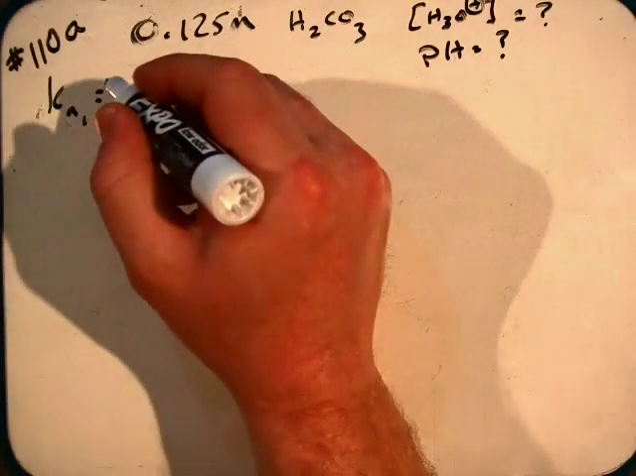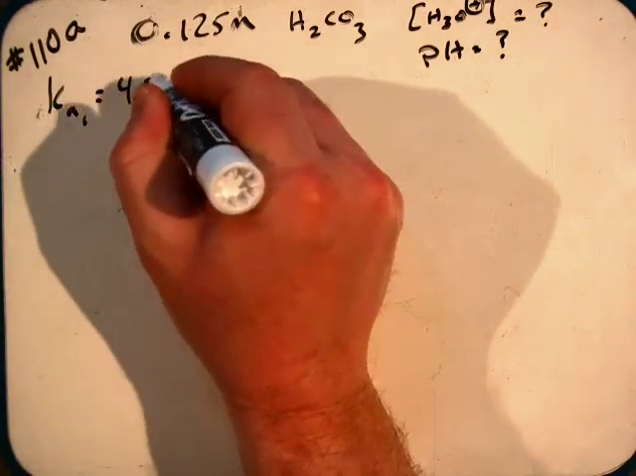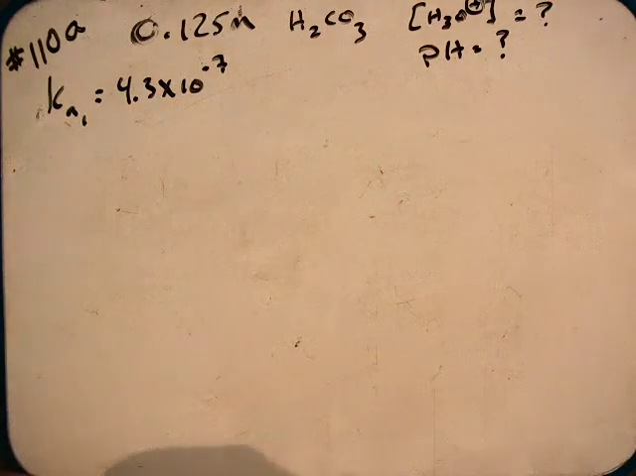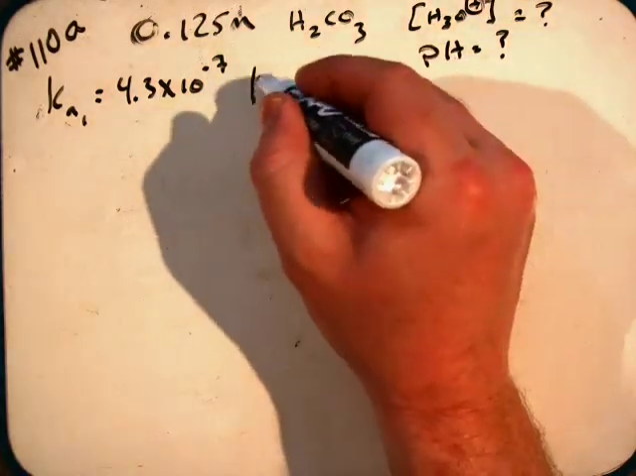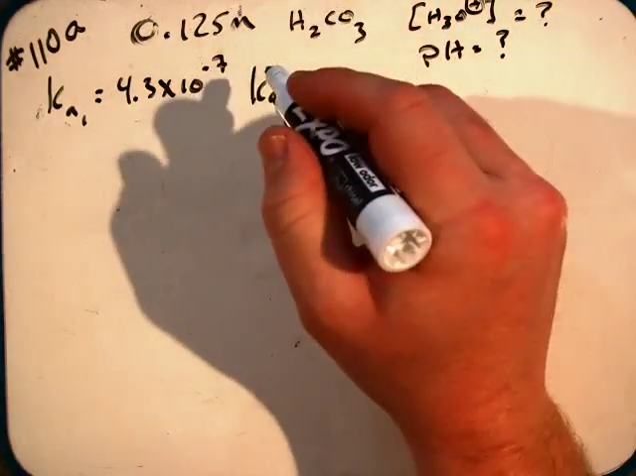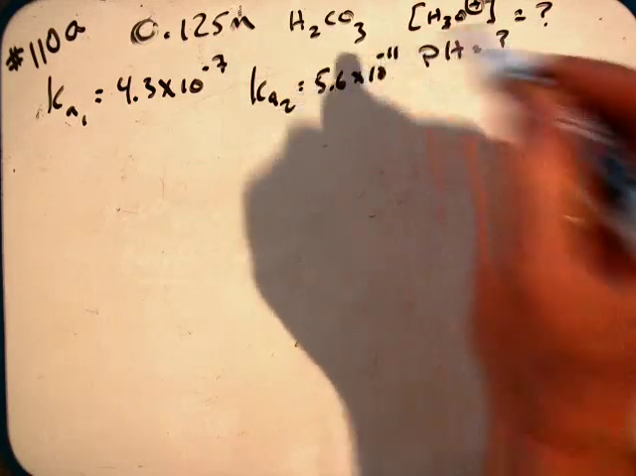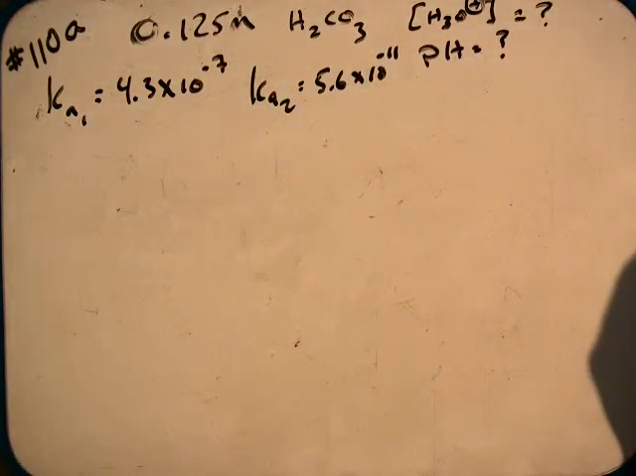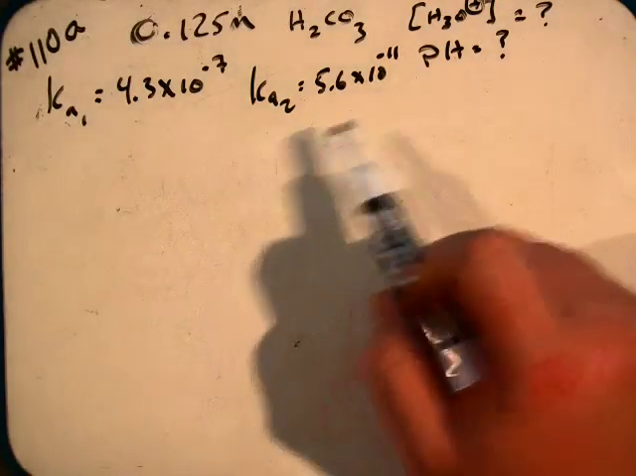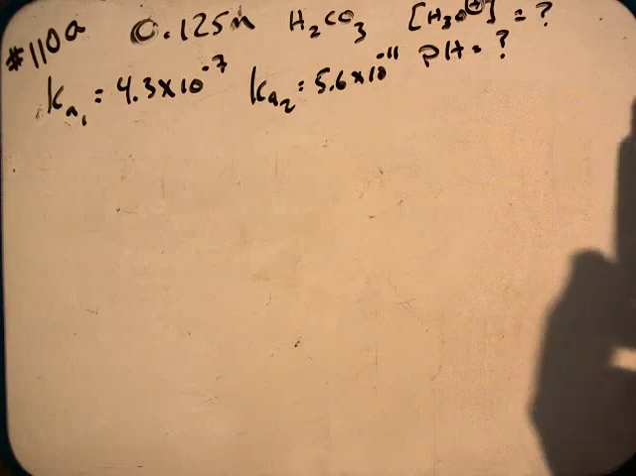In Ka1, we get 4.3 times 10 to the negative 7th. And if we look up our Ka2, we get a value of 5.6 times 10 to the negative 11. So we want to use our two Kas to solve for our pH and our H3O plus.